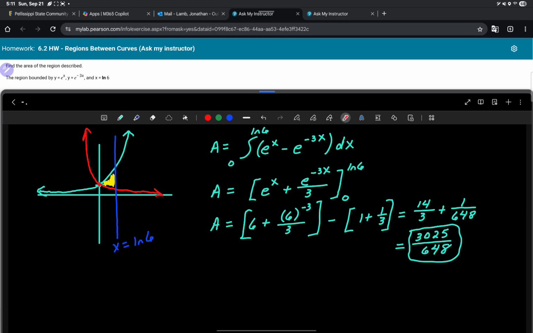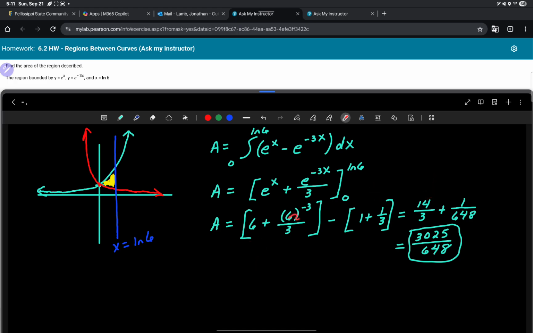So now I can say, all right, plus 6 raised to the negative third power, all divided by 3, that's the upper limit. The lower limit, we know any number raised to the 0 power is going to be 1. So we'll have 1 plus 1/3. So I had 1 plus 1/3 there. That gives me a total of 4/3. I know 6 is the same thing as 18/3. 18/3 minus 4/3 gave me my 14/3 for my top part.